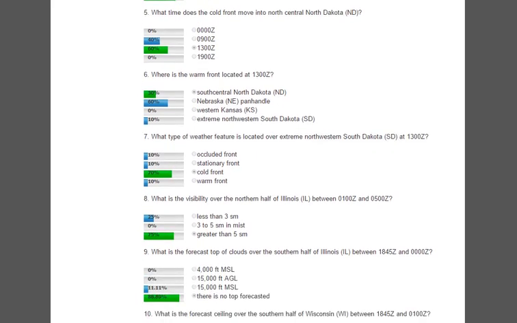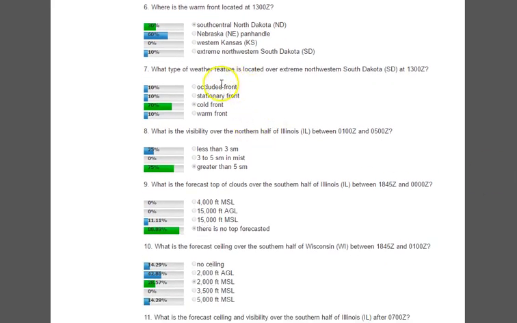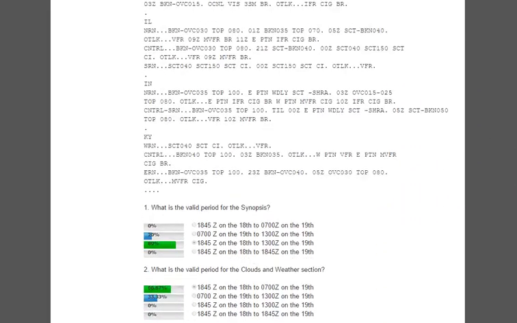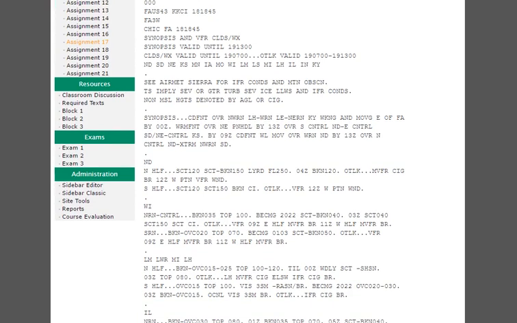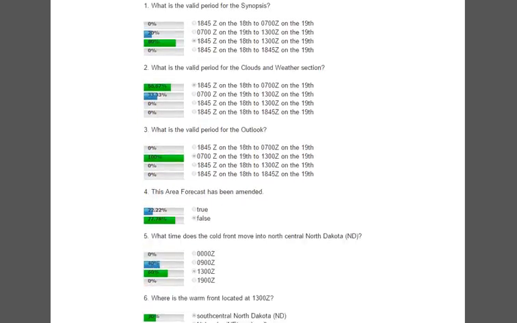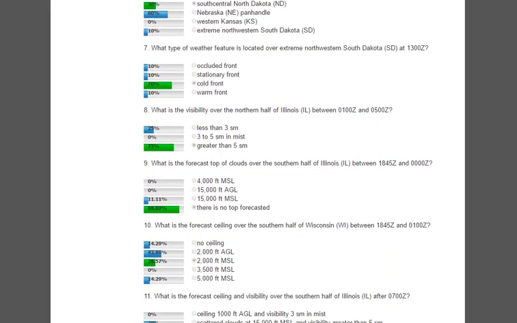Those are confusing. Looking at another thing in the area forecast: what type of weather feature is located over extreme southwestern South Dakota at 13 Zulu? That would be the cold front. Okay, so those are the questions about the synopsis.